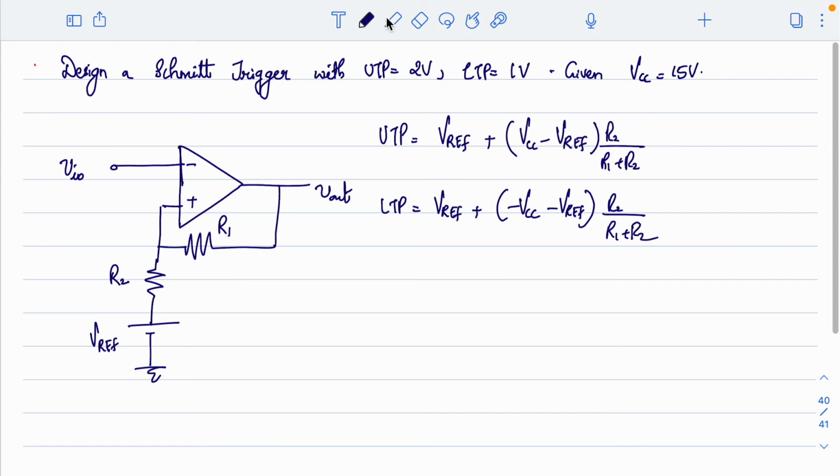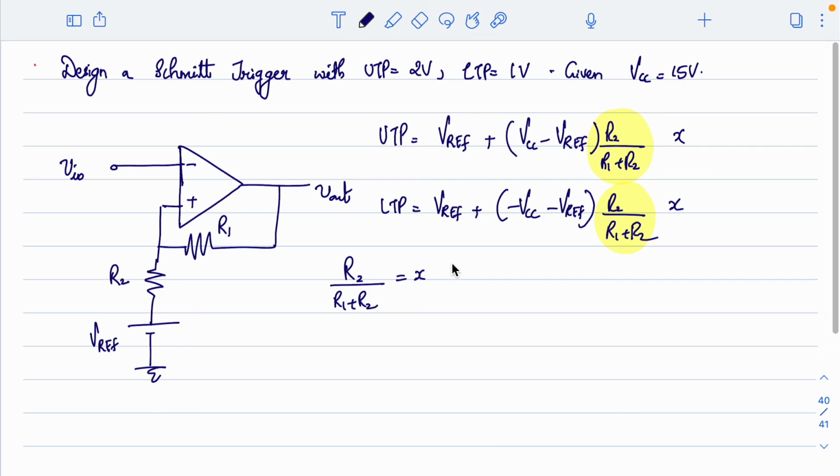Now how you can solve this is take this factor R2 by R1 plus R2. Let us assume that this factor is some x, right? Depending on the conditions given, you can substitute this as x and put all the values. UTP is given, LTP is given, reference voltage is given, VCC is given. So with two equations you can find the unknown x.